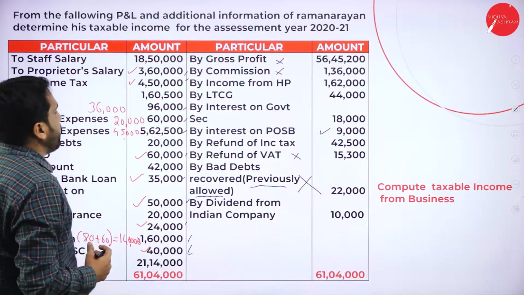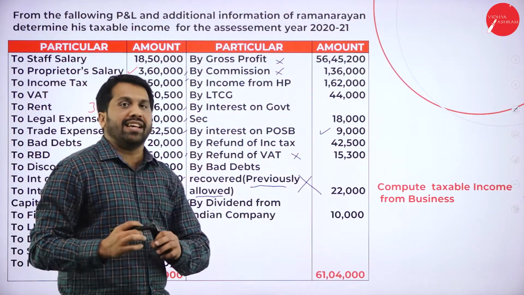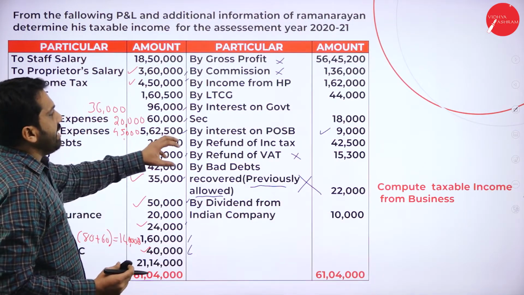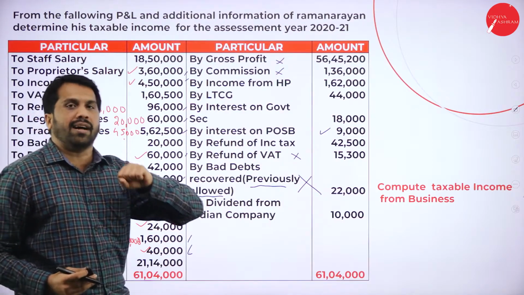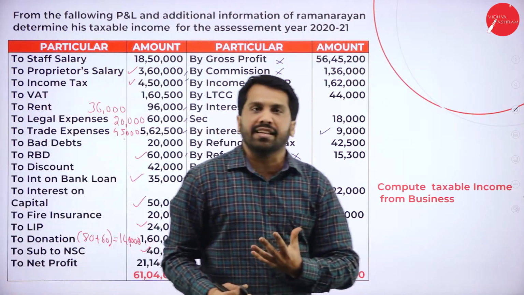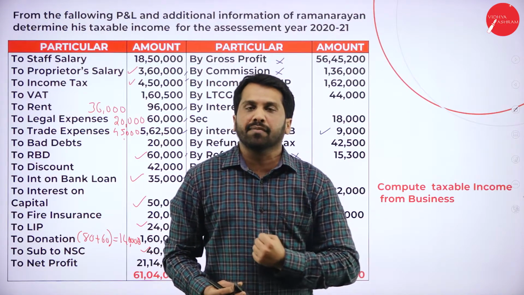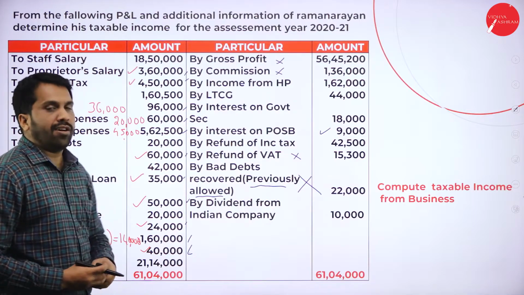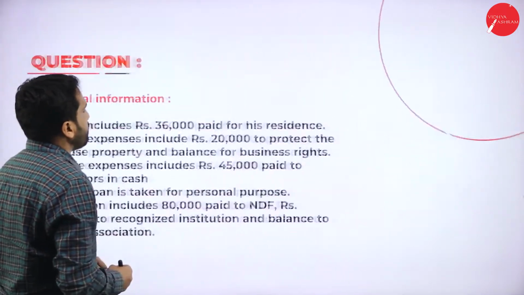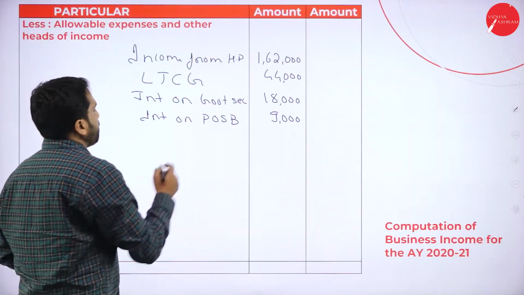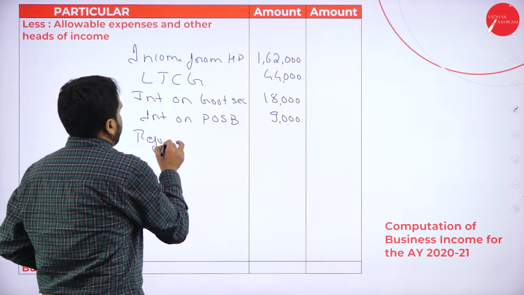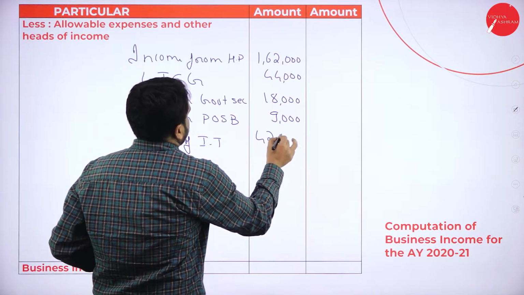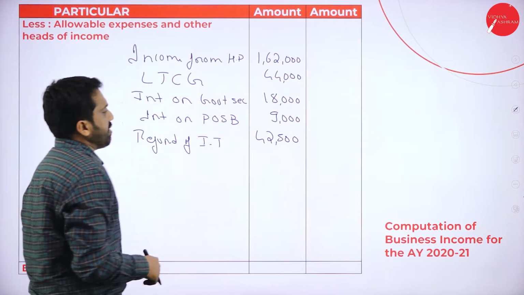The next one is refund of income tax. As I told you, refund of income tax is an allowed item and refund of VAT is not an allowed item. Now, we will consider a refund of income tax, 42,500.